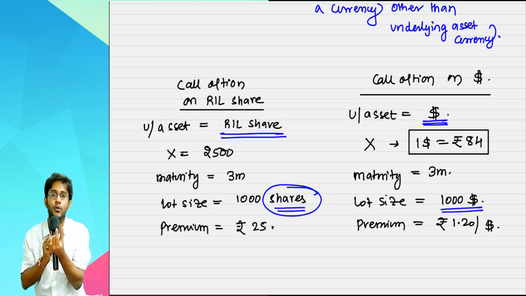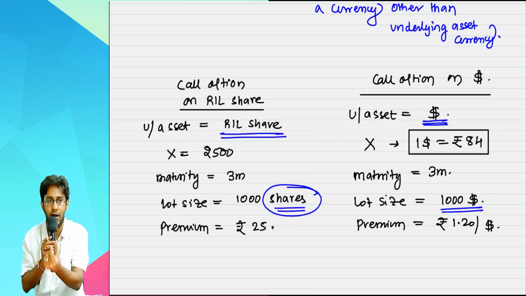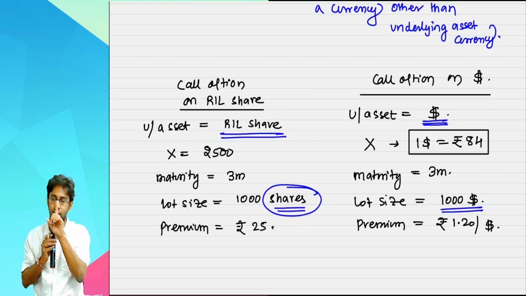So go and watch who is the lot size. Lot size is in which currency? Lot size currency is the underlying asset currency. Okay, this is hint 1.